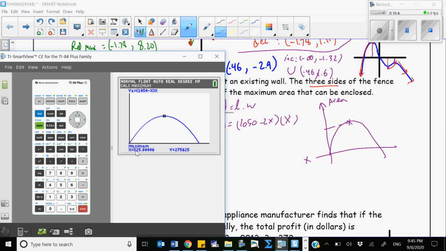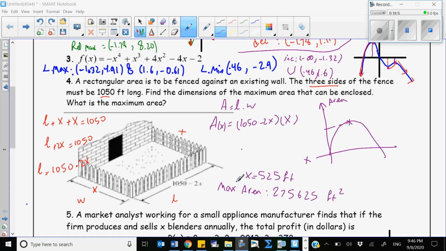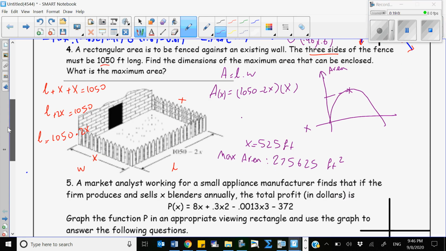Gives me 525 and 27, 5, 6, 25. Okay, so if x value is 525 feet, then we will have the maximum area, which is this number, square feet. Okay, so let's go to the next problem.